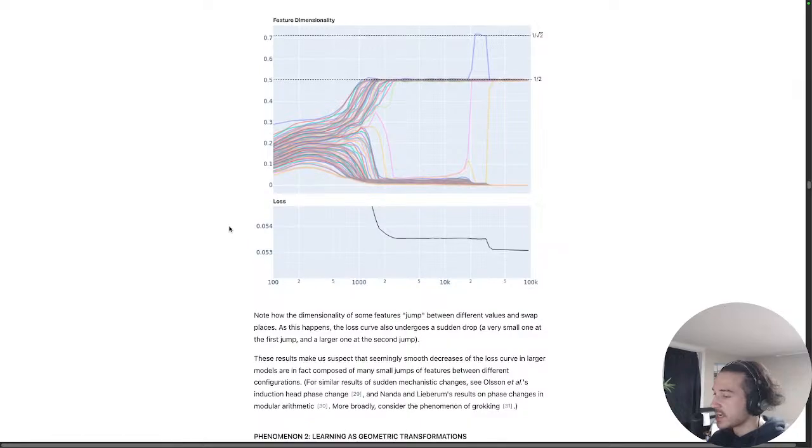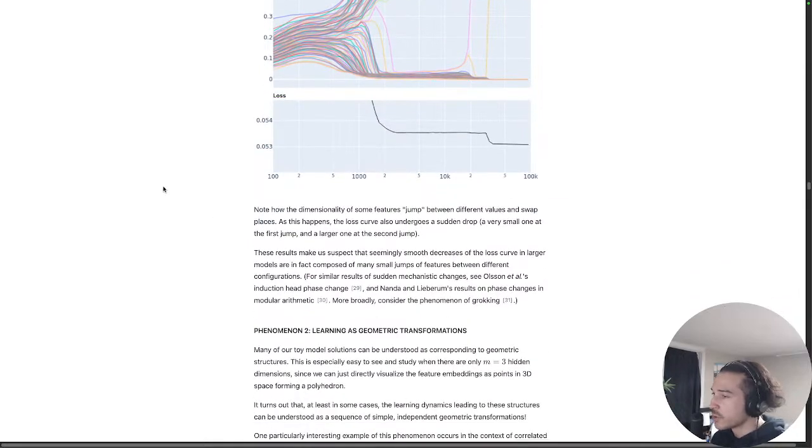Note how the dimensionality of some features jump between different values and swap places. As this happens, the loss curve also undergoes a sudden drop, a very small one at the first jump and a larger one at the second jump. These results make us suspect that seemingly smooth decreases of the loss curve in larger models are in fact composed of many small jumps of features between different configurations. For similar results of sudden mechanistic changes, see Olsson et al.'s induction head phase change and Nanda and Lieberum's results on phase changes in modular arithmetic. More broadly, consider the phenomenon of grokking.